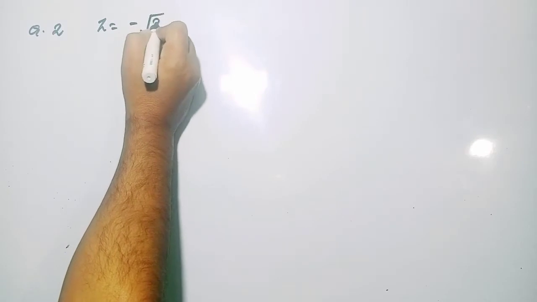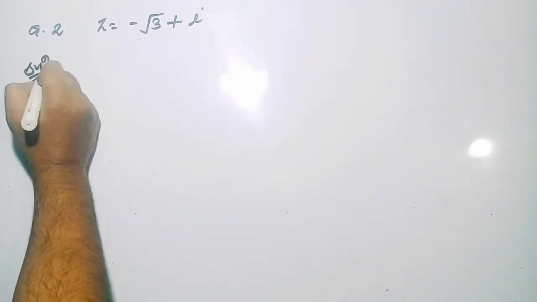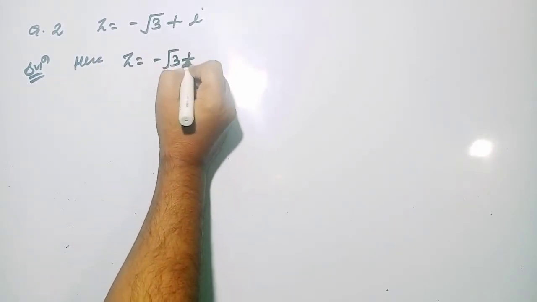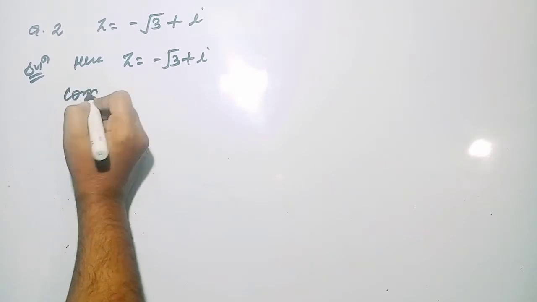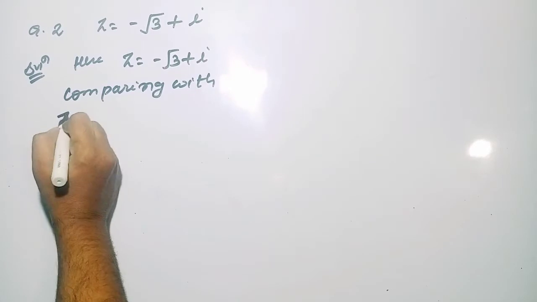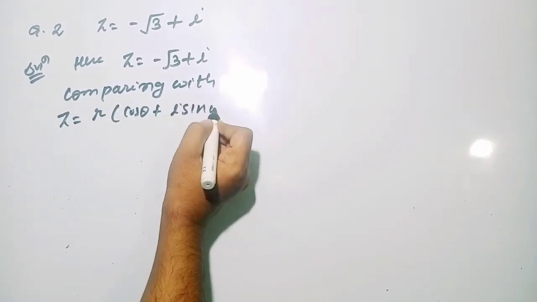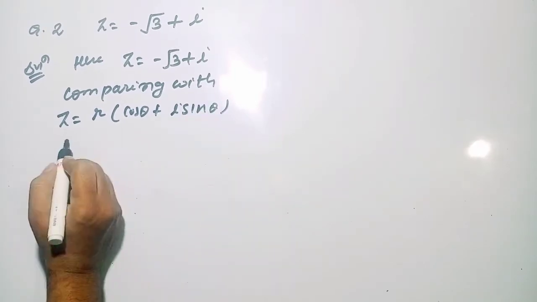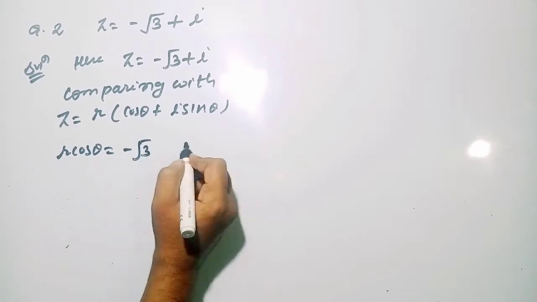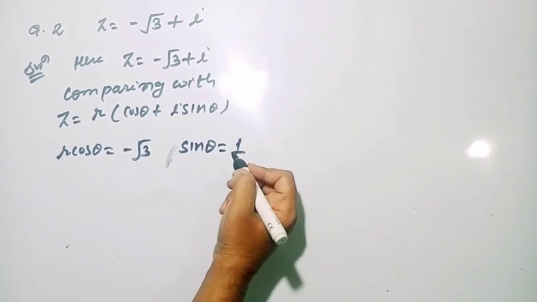z is equal to minus root 3 plus iota. Here it is given that z is equal to minus root 3 plus iota. Again comparing with the polar form of complex number, z is equal to r in the bracket cos theta plus i sin theta, the value of r cos theta will be minus root 3 and the value of r sin theta will be 1, because the multiple of iota is 1.